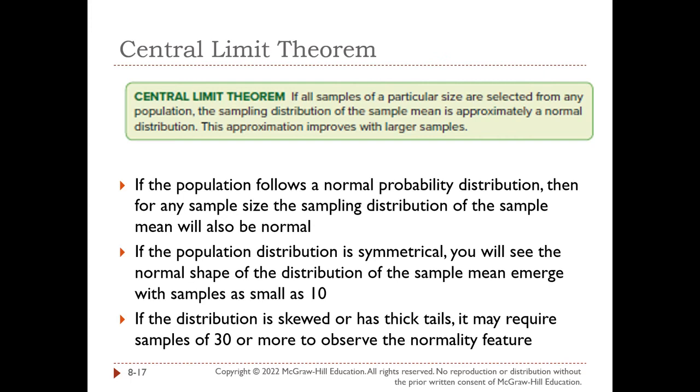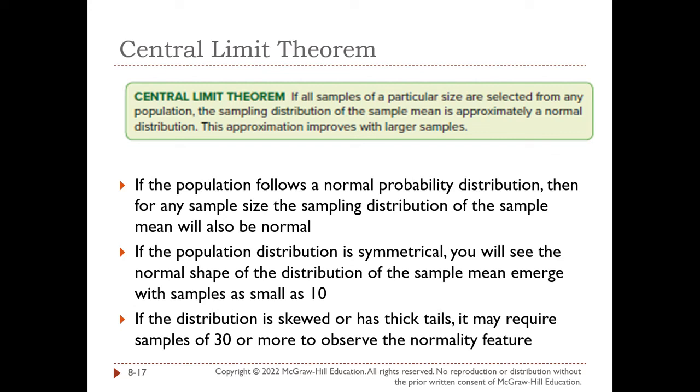So what's this central limit theorem? Central limit theorem is basically, if all samples of a particular size are selected from any population, the sampling distribution of the sample mean is approximately a normal distribution. The approximation improves with larger samples. Okay, so the bigger sample we get, the more accurate we end up becoming.